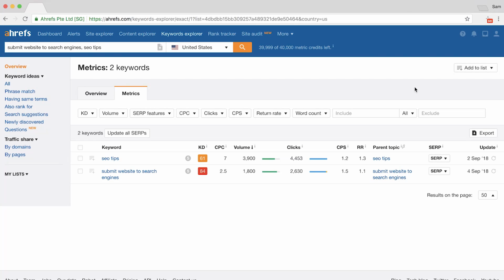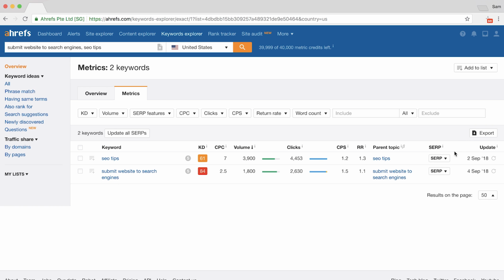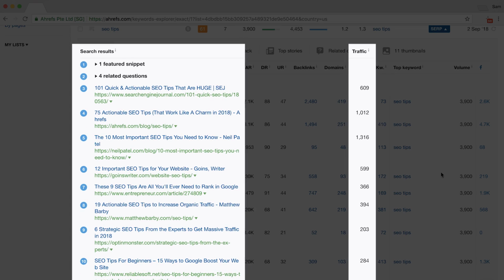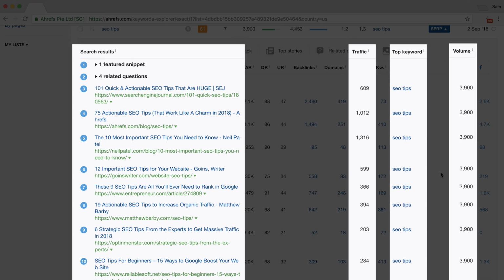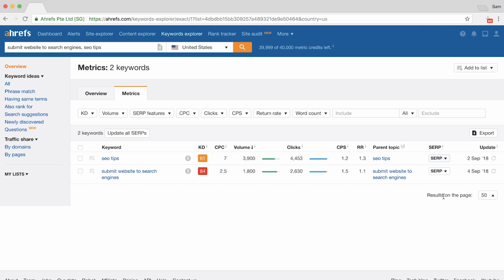But here's the thing, not all topics with a ton of long tail keywords have super high search volumes. For example, if you look at these search volume metrics, then you'll see that SEO Tips has more than double the search volume of Submit Your Website to Search Engines. So at first glance, it seems like a better topic to target, right? Well, not necessarily. If we look at the SERP for SEO Tips, then you'll see that the top ranking pages get significantly less traffic than the search volume for the main keyword, and they don't rank for that many different keywords either.